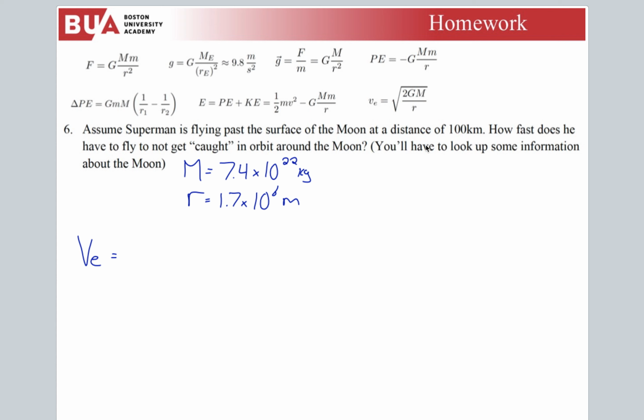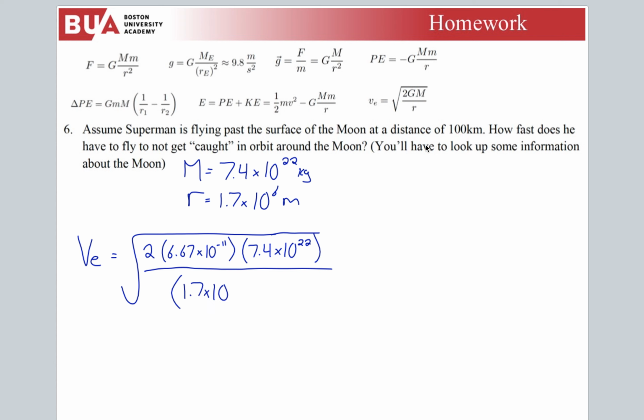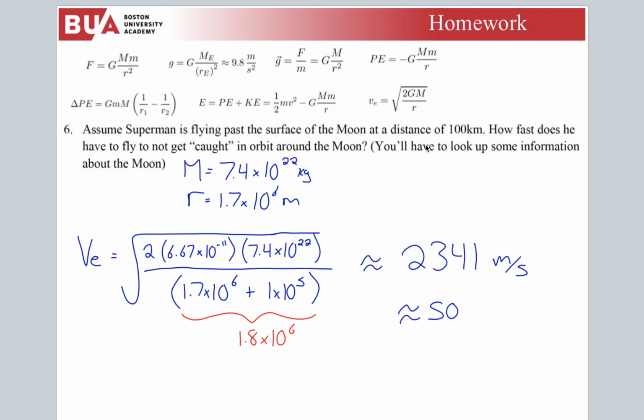So we just do that, right? Escape velocity means you are not caught in orbit. You can escape. So, 2 times 6.67 times 10 to the minus 11, mass of the moon 7.4 times 10 to the 22, all over radius of the moon, 1.7 times 10 to the 6, plus 100 kilometers. 100 kilometers is 100,000 meters, or 1 times 10 to the 5 meters. So really, this is just equal to 1.8 times 10 to the 6, and we should get approximately 2341 meters per second, or about 5,000 miles per hour. I certainly think Superman is capable of flying at about 5,000 miles per hour, or so movies and comic books have led me to believe.